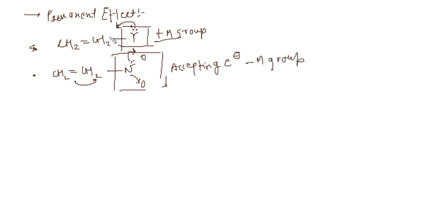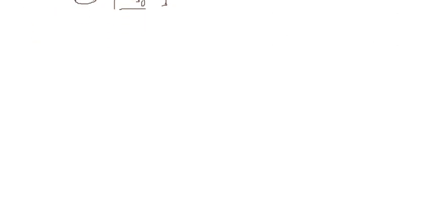So just see: when the terminal carbon is attached to some group, consider the rest as a system. If the group is donating electrons, then it is a plus M group. If the electron is coming inside that system from that group, then you consider it a minus M group.